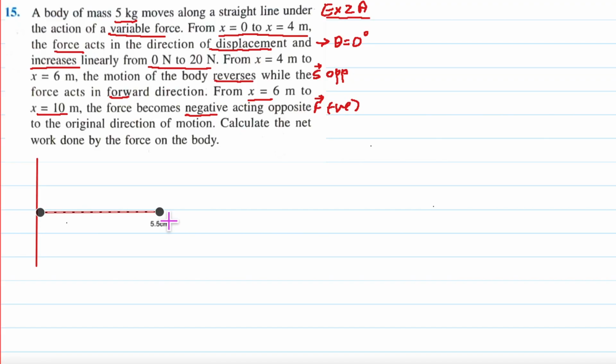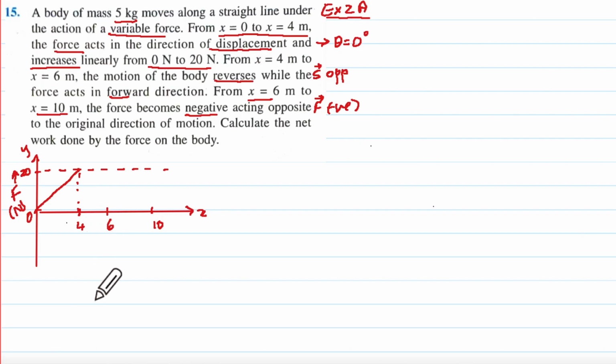So let us say that this is your x, this is your force in Newton, this is your y-axis, and this is your origin, and this is your x value. Let us take this as 4, this as 6, and this as 10. So the force is going from 0 to 20. Let us say this is your 20 Newton. I'm just going to show a dashed line like this, and from 0 to 20 the force is increasing.